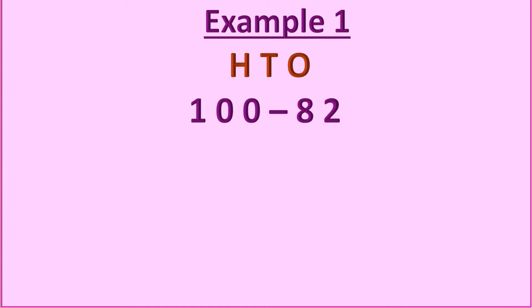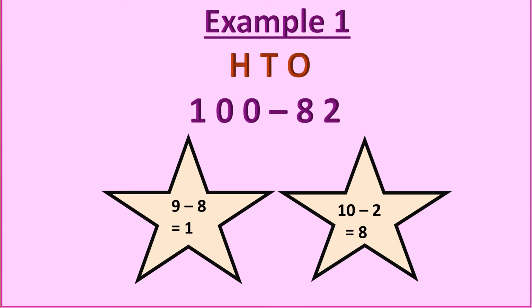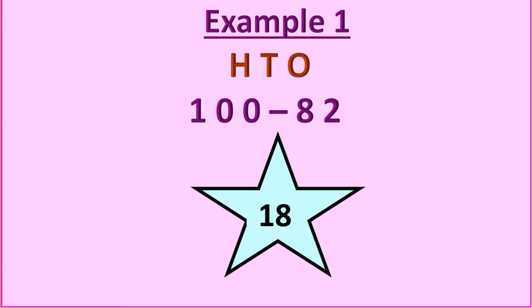Now let us see an example. Let's subtract 82 from 100. Step 1. Subtract the 1's digit, that is 2, from 10. Step 2. Subtract the 10's digit, that is 8, from 9. The final answer is 18.